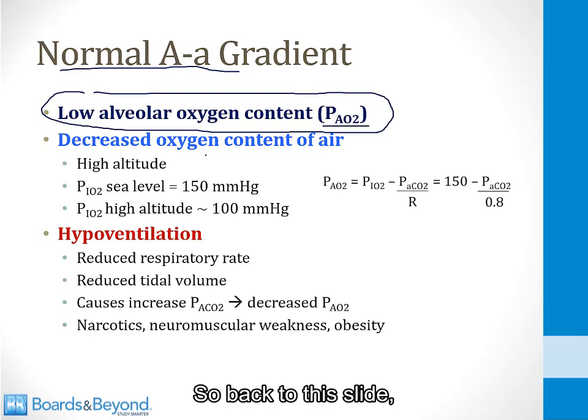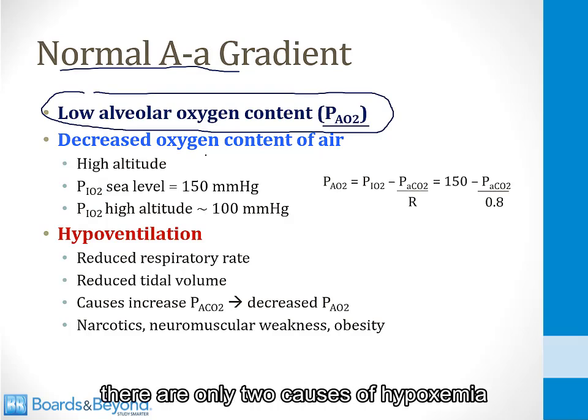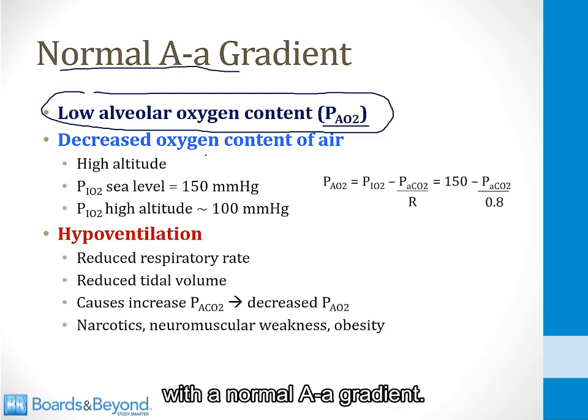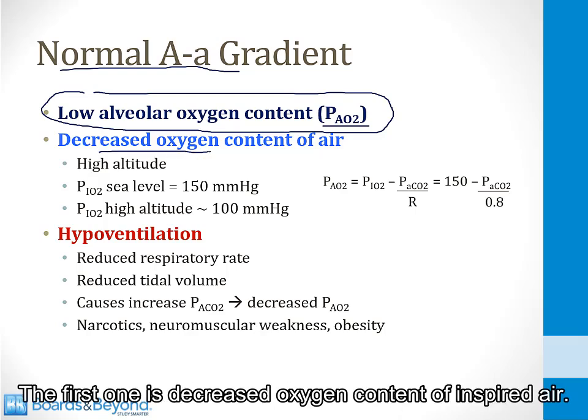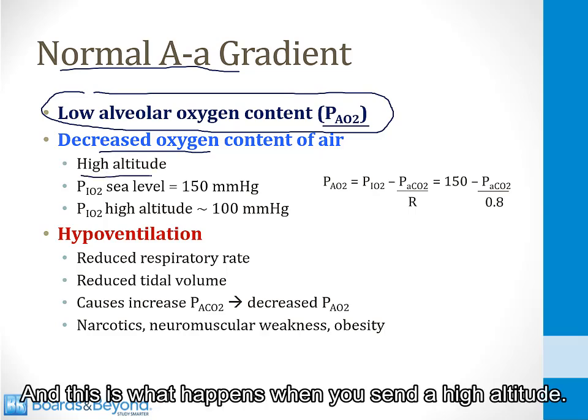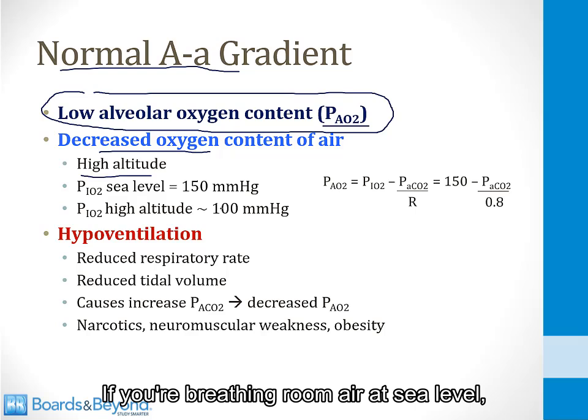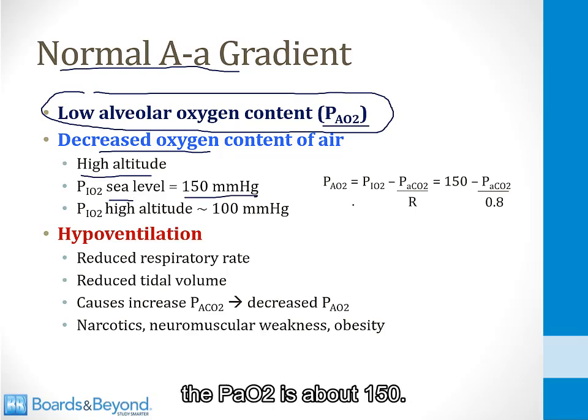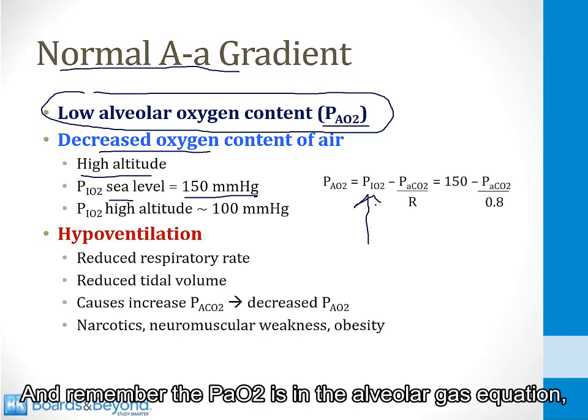So back to this slide, and as I was just saying, there are only two causes of hypoxemia with a normal AA gradient. The first one is decreased oxygen content of inspired air, and this is what happens when you ascend to high altitude. If you're breathing room air at sea level, the PiO2 is about 150, and remember the PiO2 is in the alveolar gas equation.